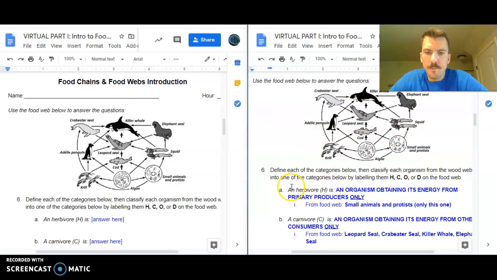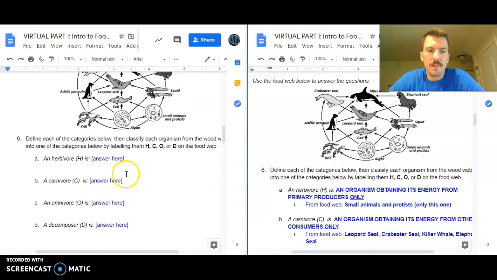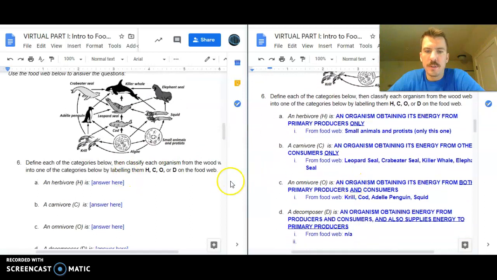All right. So we'll use this food web for questions 6 and 7. Number 6, define each of the categories below and then classify each organism from the food webs into herbivore, carnivore, omnivore, or decomposer. So here we go with number 6.